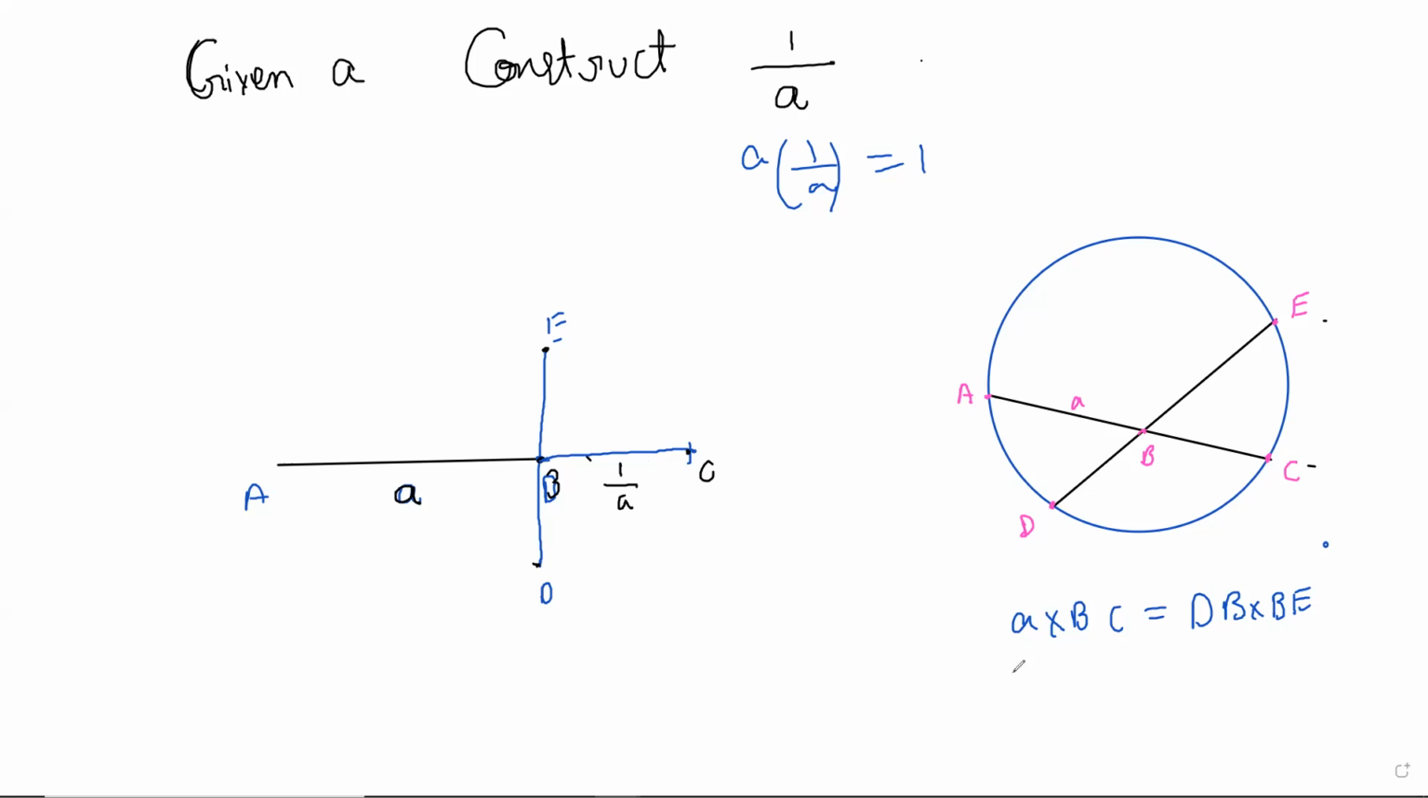So try to look at this, right? You want your BC to be 1 by A. If you want your BC to be 1 by A, then dB times BE should be 1, right? Just doing a back calculation. So what should I take as my dB and BE? There would be many choices, but what's the most natural choice?